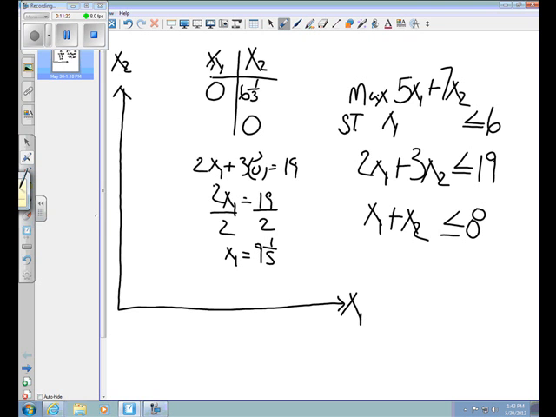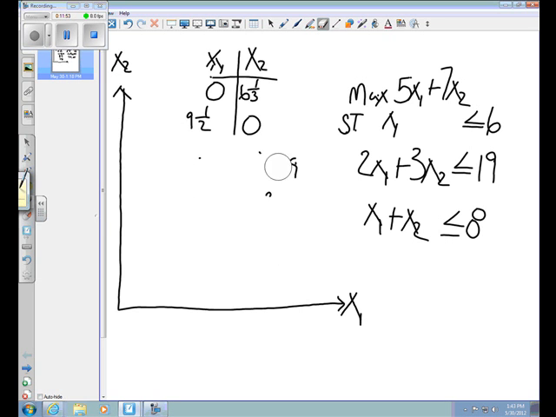Okay, well, that's supposed to be a 2, not a 5. Let me fix that. Still getting the hang of this smartboard here. So x1 is going to equal 9 1/2. Okay, so let's come up here and put 9 1/2. And so what I've just done is I've identified two different coordinates, two different pairs of values that exist on this line called 2x1 plus 3x2 equals 19.